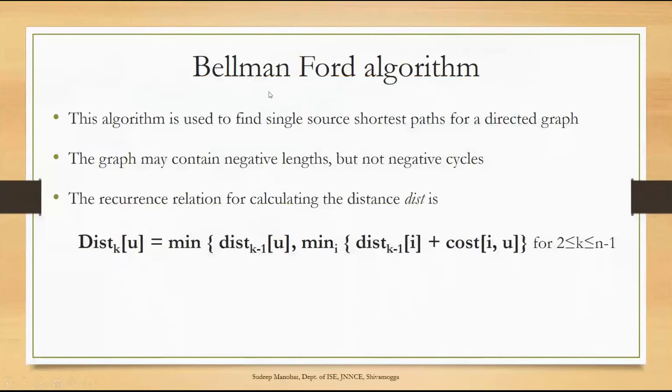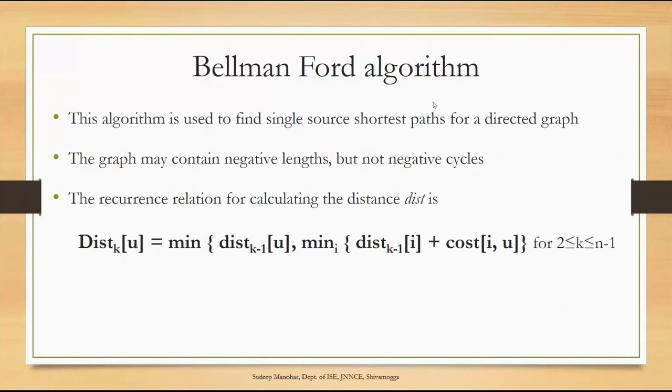The Bellman-Ford algorithm is used to find the single source shortest path for a directed graph. It is used to find a single source shortest path, which means that given a source, you have to consider one vertex as a source vertex, and from that source vertex, you have to find the shortest path to all the other vertices. And the graph is a directed graph.